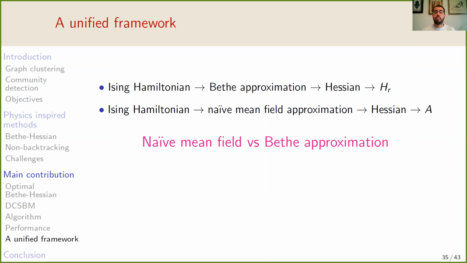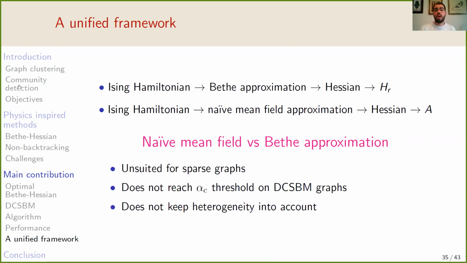The Bethe approximation is in general a better approximation because it is a second order approximation, which takes into account the correlations, unlike the naive mean field. However, the naive mean field approximation is expected to give good results especially on dense graphs, which is in complete agreement with the fact that the adjacency matrix was introduced initially for spectral clustering on dense graphs. However, on sparse graphs, it does not achieve the alpha c threshold, and it does not take heterogeneity into account either.